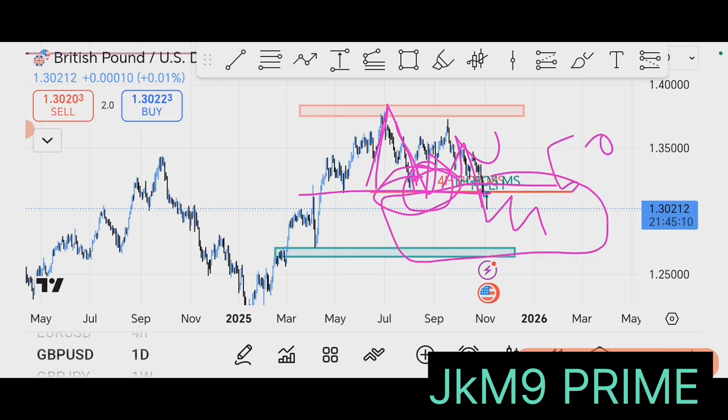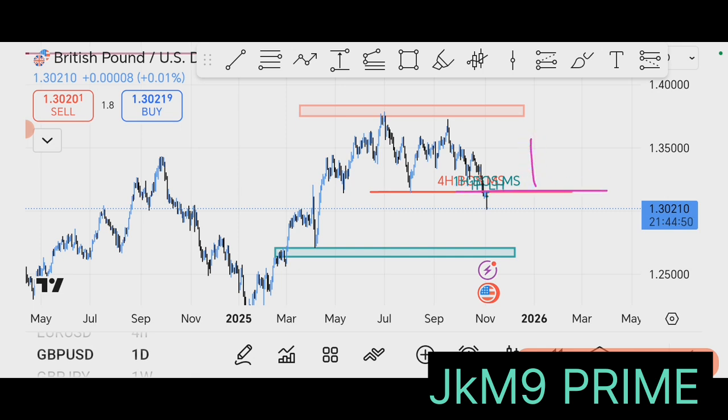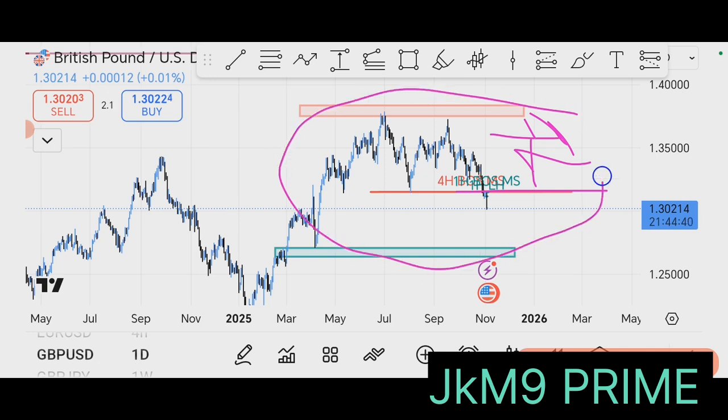Even below the 50% it's a good fair value, so we can expect to buy here. If price goes above the 50%, it is overvalued, so we wait. Only if price breaks this 50%, then from the supply zone we can sell only here, we cannot buy here. That's the reason we use the supply and demand zone.